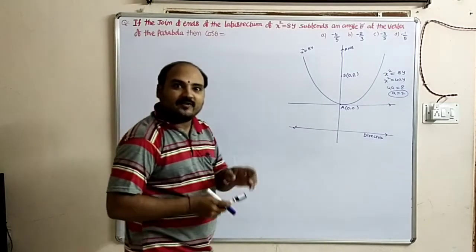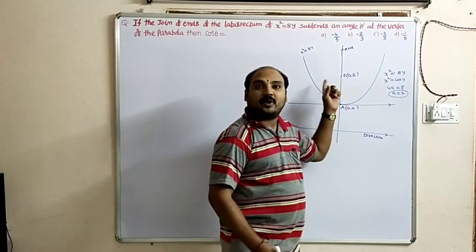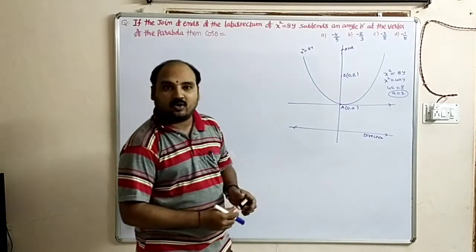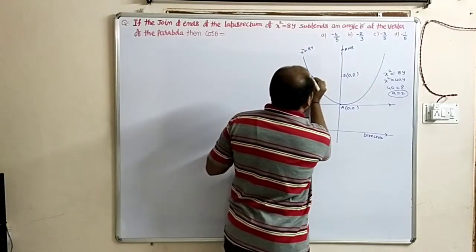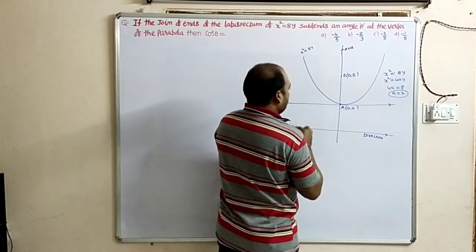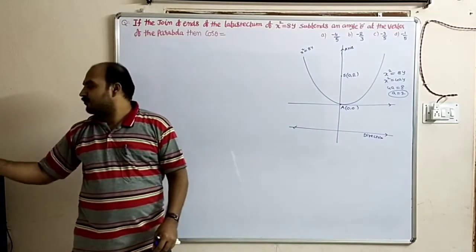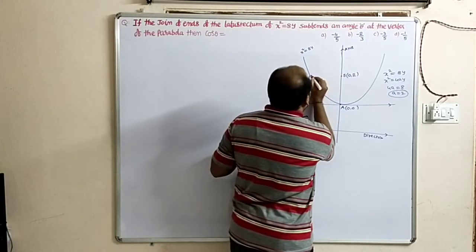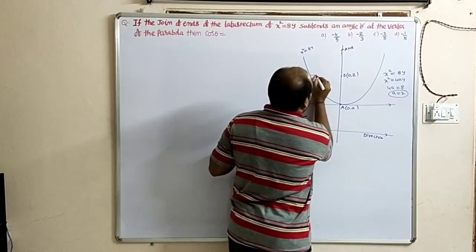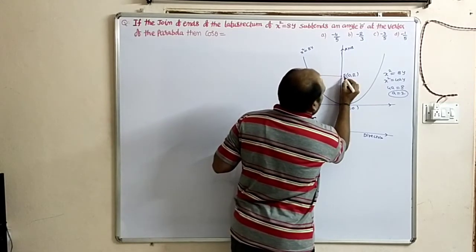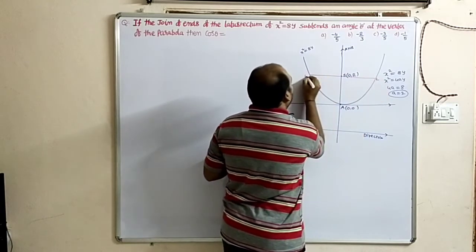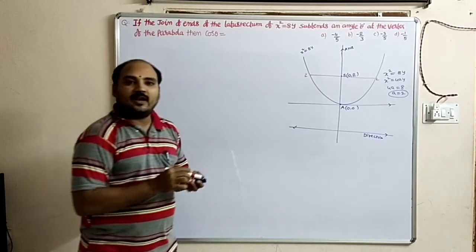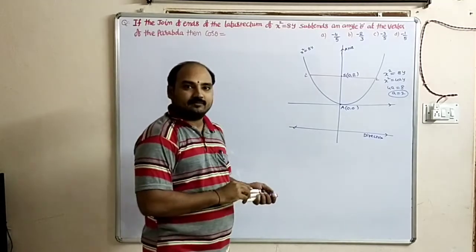Now the line which is passing through the focus and perpendicular to the axis of the parabola is called latus rectum. So the latus rectum will be L L dash. Here L L dash is called latus rectum.